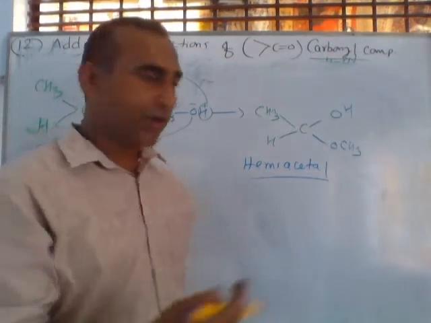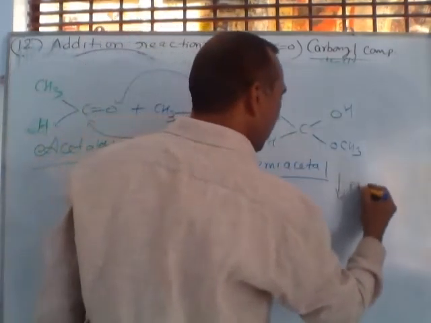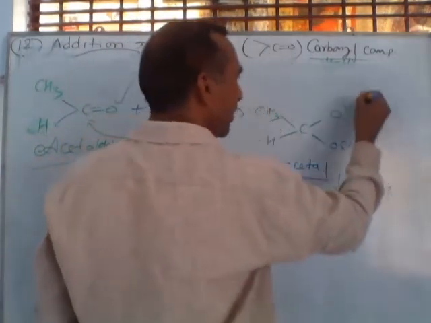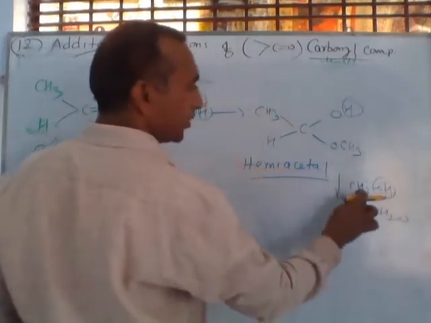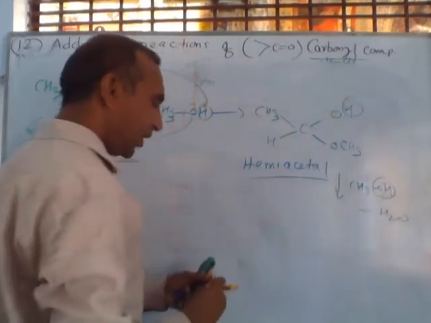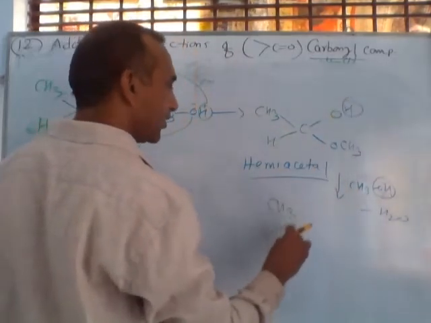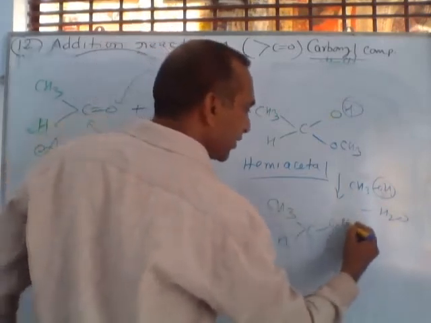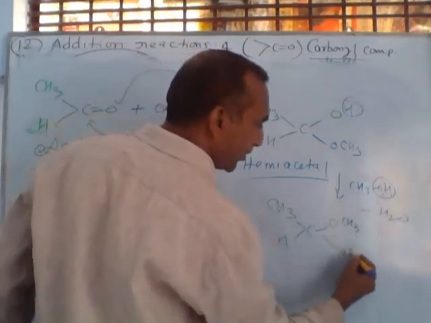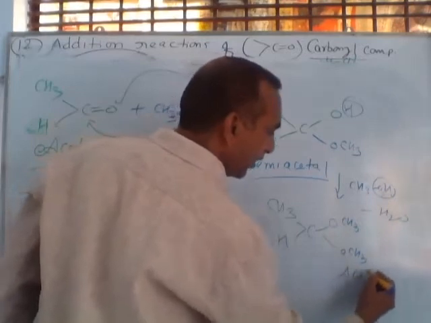What is the acetal? Full acetal here. Another molecule of methyl alcohol will react with this OH and H, removed in the form of a water molecule. This methyl joins here in this manner. CH3CH, C, O, here CH3 from here, and the remaining compound is called acetal.